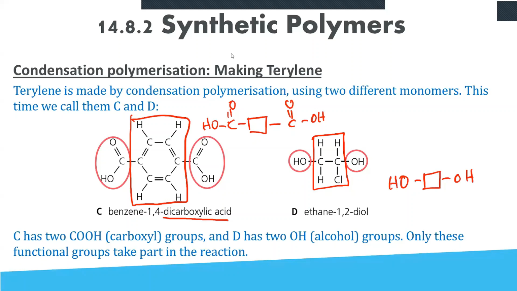For terylene, specifically, you have to remember, sometimes they may give the name. What you have to remember is for terylene, it will be a dicarboxylic acid, which means there will be two carboxylic acid functional groups, and the other one is a dialcohol or diol, which means there will be two alcohol groups. All right, if you learn that much, then that will be fine.